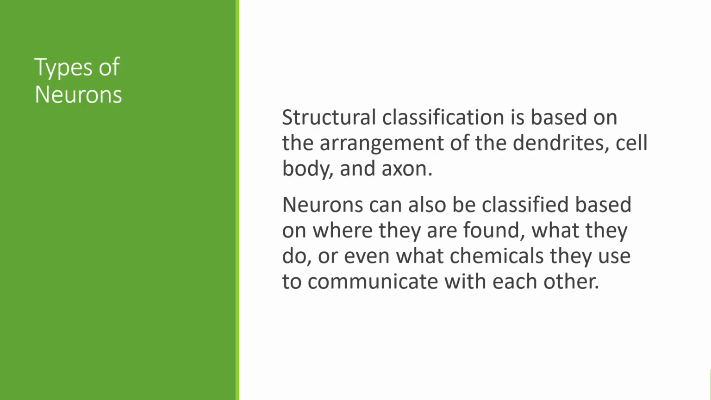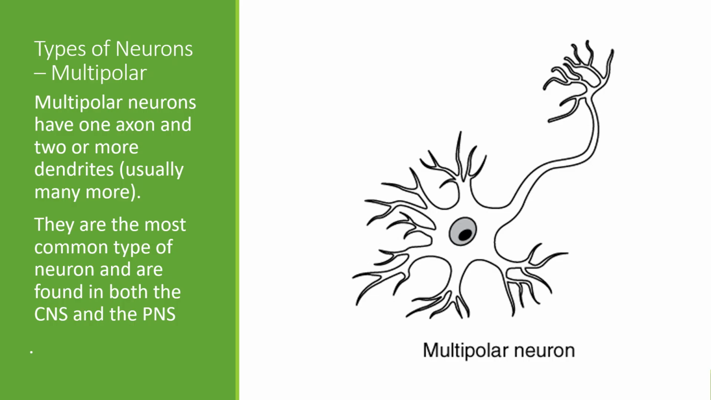So the structural classification of neurons is going to be based on the arrangement of the dendrites, the cell body, and the axons. So there are several different ways for neurons to exist. We've been looking at your standard multipolar neuron, but not all neurons look like that. So we're going to look at them based on where they can be found. We can also look at what chemicals they use to communicate with each other. There's a lot of ways that we can classify our different neurons. We'll talk about this idea of the arrangement of the cell body, the dendrites and the axon, and the different types of neurons we see there.